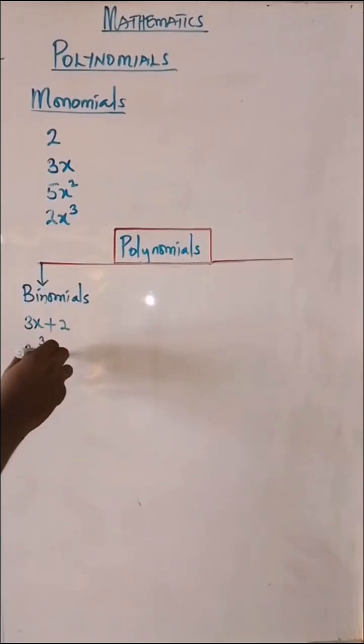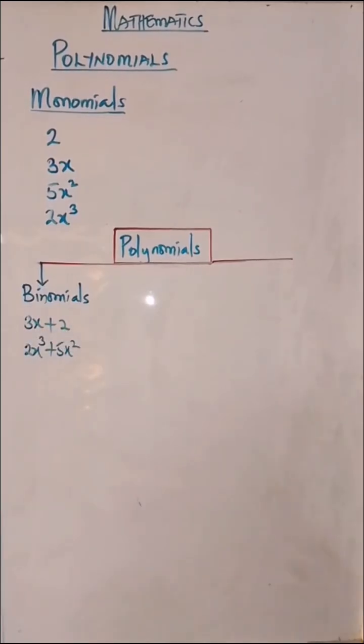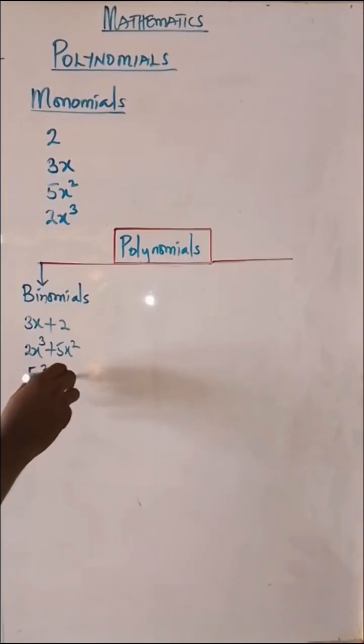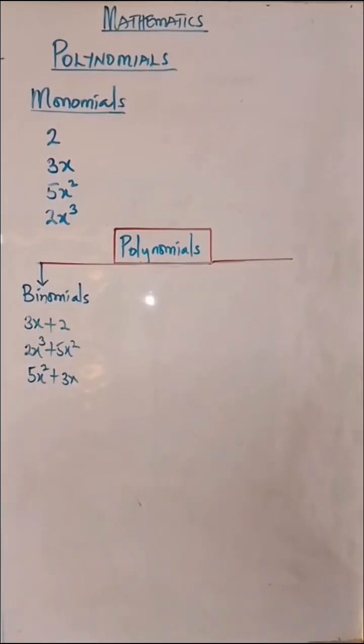We can add this and this together: 2x cubed plus 5x squared is a binomial. We can add this and this together: 5x squared plus 3x. All these are binomials. Then we have trinomials also.